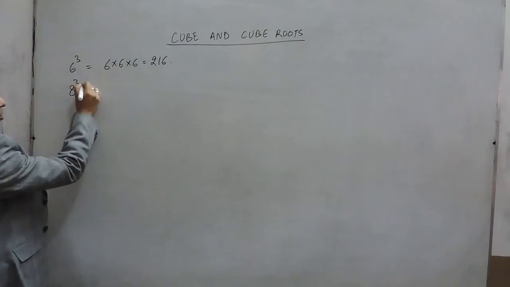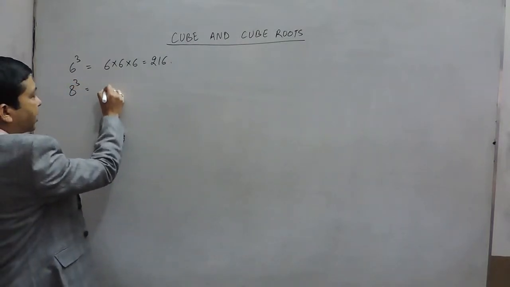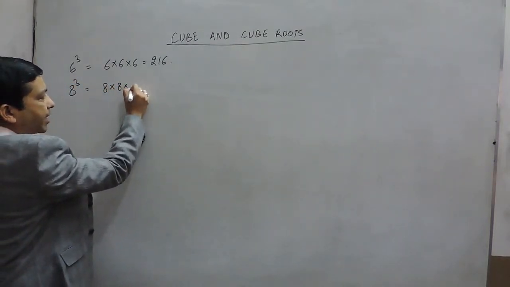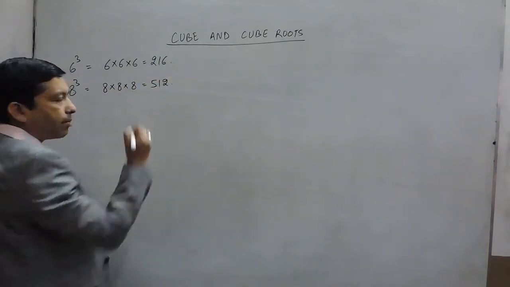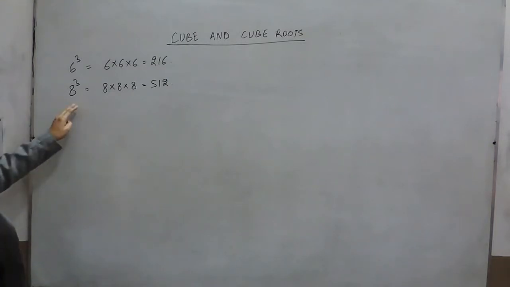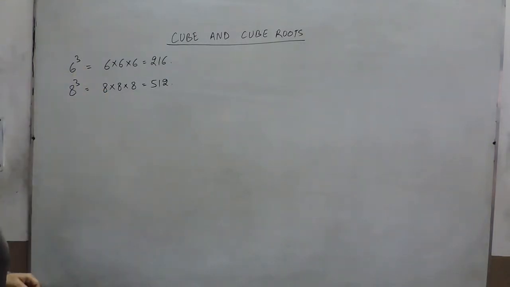Suppose I am saying the value of 8 cube. This actually means that 8 is being multiplied by itself 3 times, and when we are multiplying by itself 3 times, it comes out to be 512. So this is the meaning of cube.